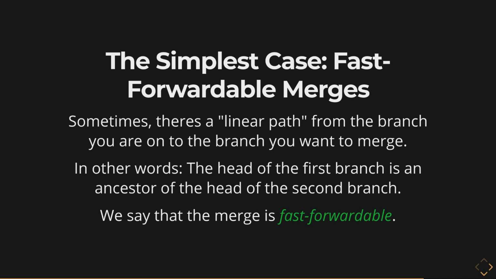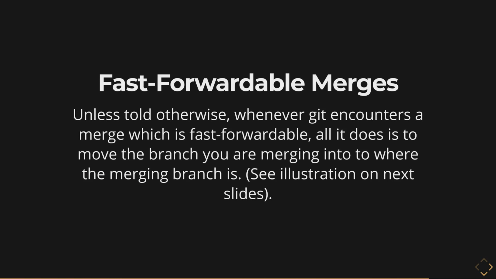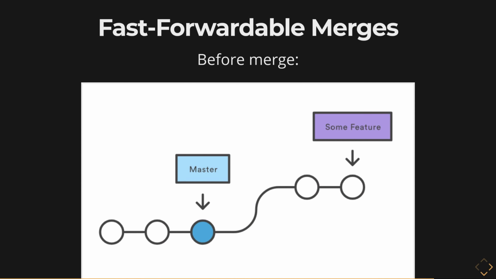If there's a linear path from the branch you're on to the branch you want to merge, then we say that a merge is fast forwardable. And let me show you a Git commit graph where this is the case. Here is a very common situation. You have a master branch. This master branch has 3 commits on it. Can you see that? To the left, there are 3 commits in the history going from the head of master.